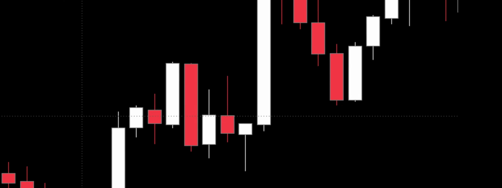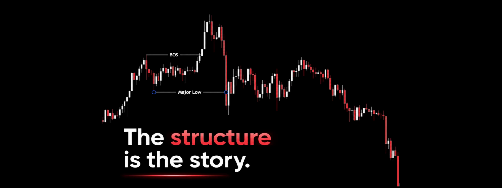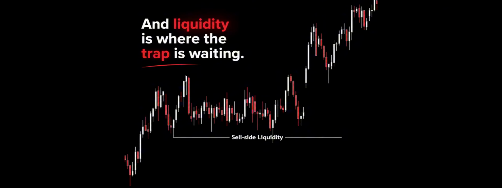Most traders only see candles, but candles alone are not enough. The candle is the move. The structure is the story. And liquidity is where the trap is waiting.